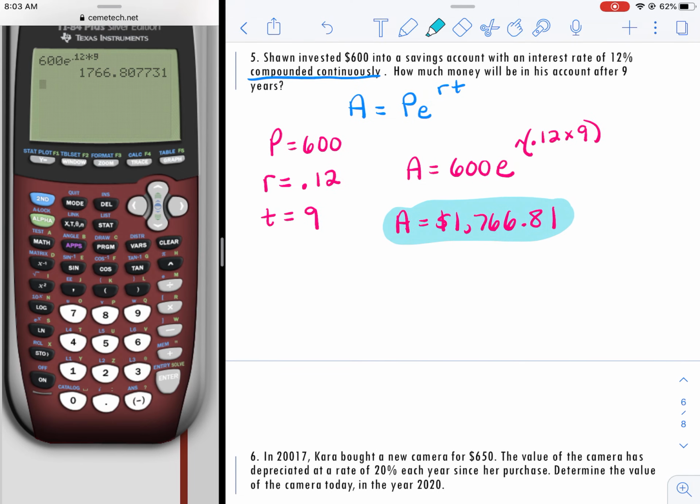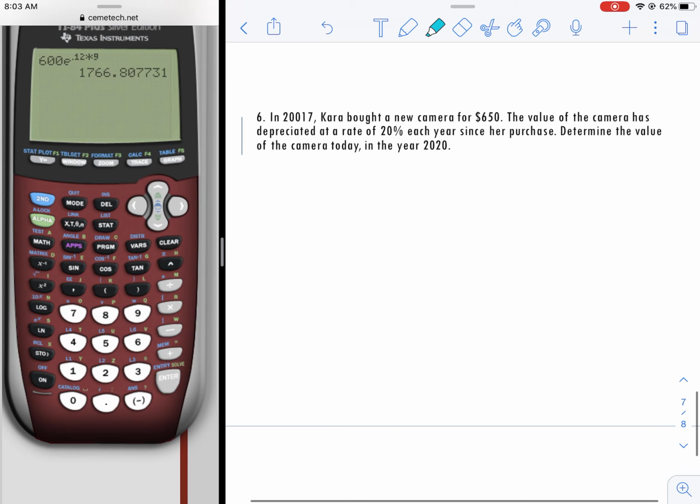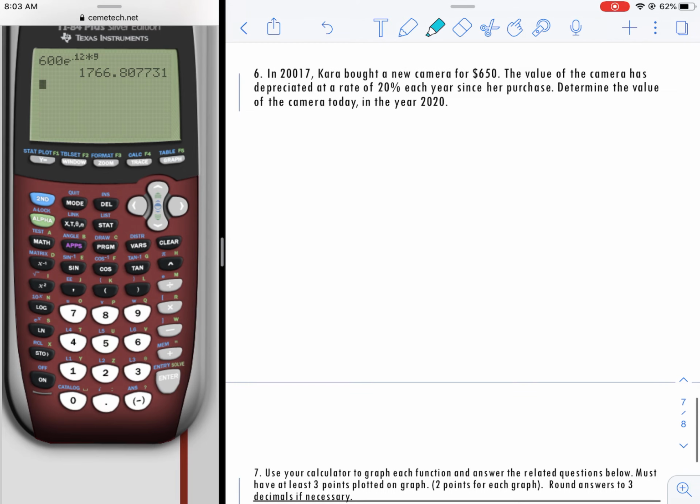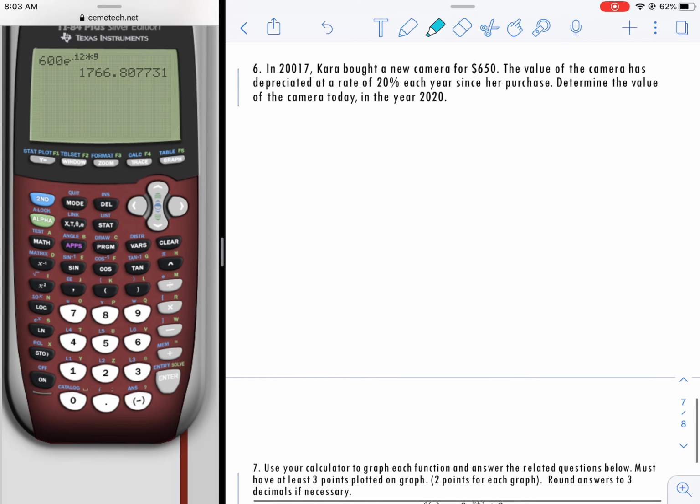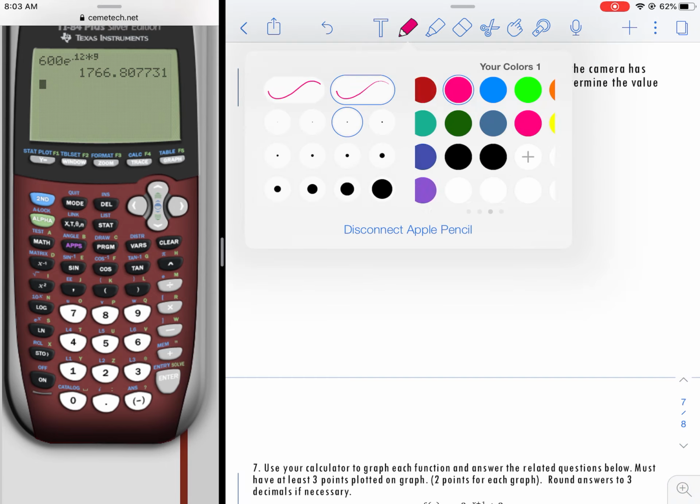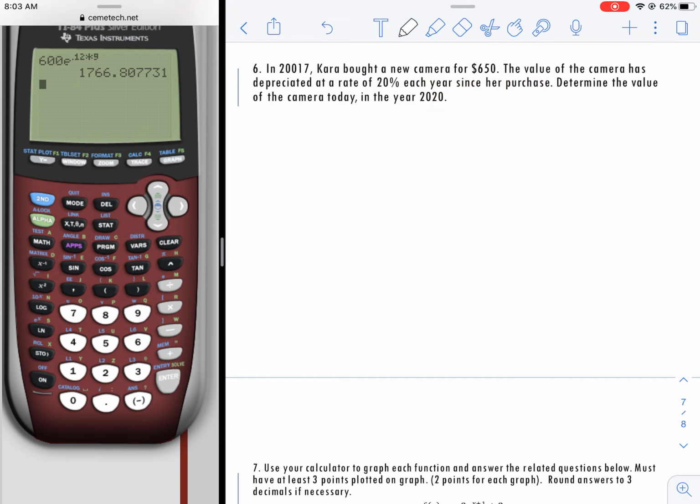Okay? So continuously, that's how you know you're using that PERT formula. And then I wanted to review one just decay problem. So in 2000, oh, that should say 2017. That is a typo. I will fix that on your sheet. Sorry about that. Okay, so in 2017, Kara bought a new camera for $650. The value of the camera has depreciated at a rate of 20% each year since her purchase. Determine the value of the camera today in the year 2020.